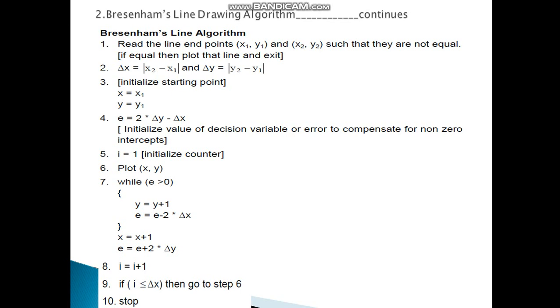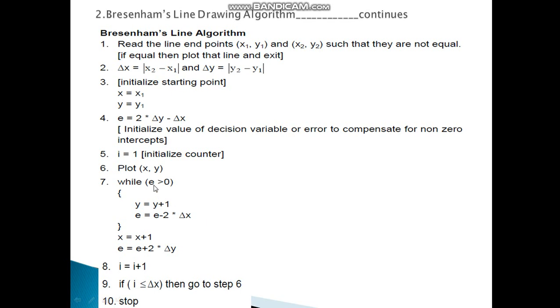E plus, while E is greater than 0, then y is equal to y plus 1 and E is equal to E minus 2 into delta x. There is another formula of E, that is E is equal to E plus 2 into delta y minus delta x. If E is greater than 0, then y is incremented. Also x is incremented, that is x is equal to x plus 1.